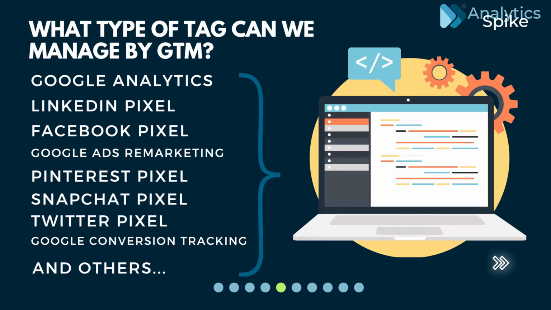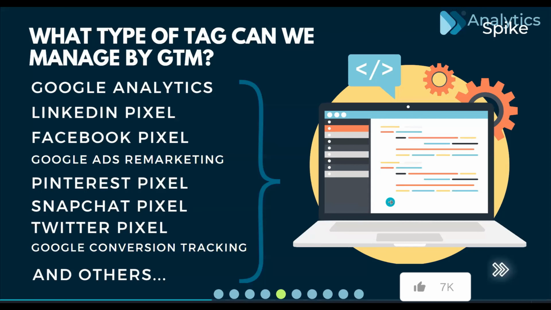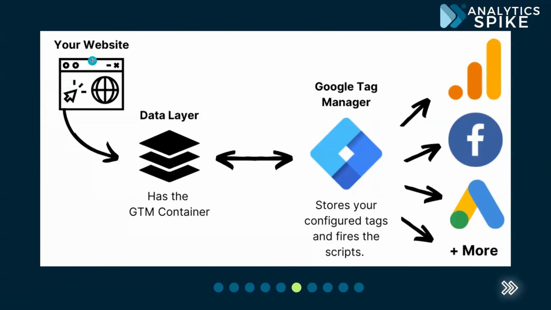What types of tags can we manage with GTM? Google Analytics, LinkedIn Pixel, Facebook Pixel, Google Ads Remarketing, Pinterest Pixel, Snapchat Pixel, Twitter Pixel, Google Conversion Tracking, and others. This is your website. The data layer has a GTM container. Google Tag Manager stores your configured tags and fires this script. You can track Google Analytics, Facebook, the Google Ads Remarketing tag, Pinterest, and others.